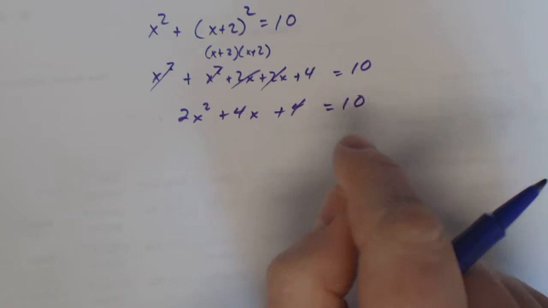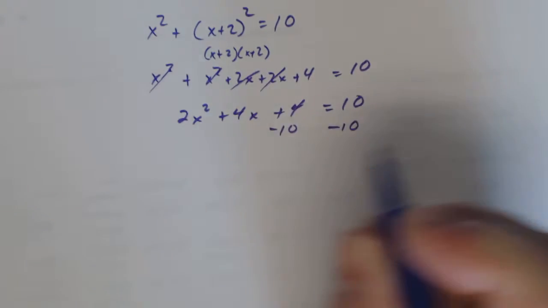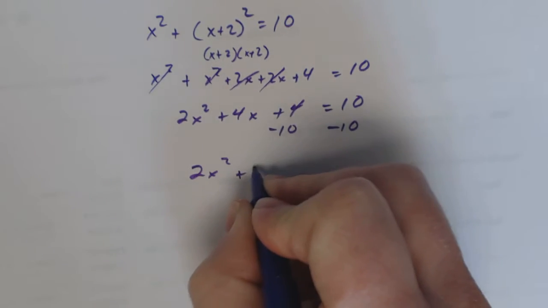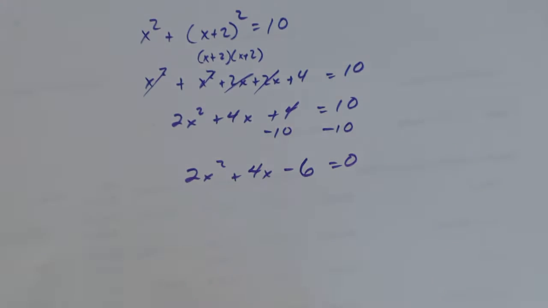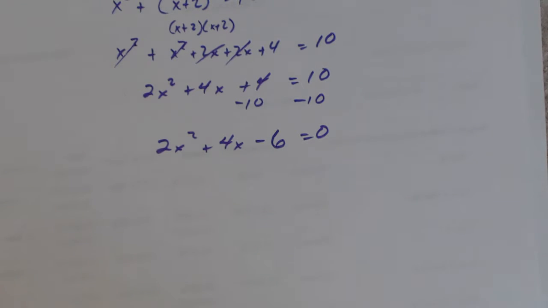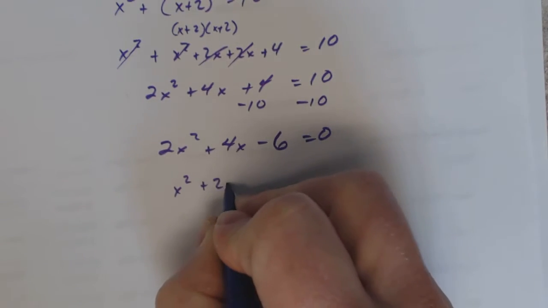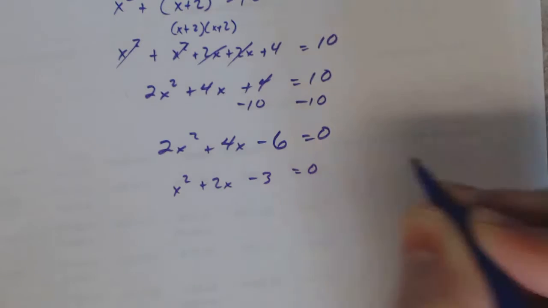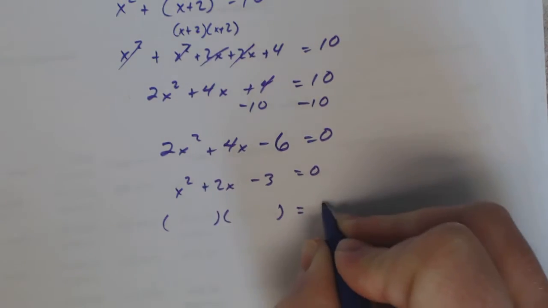So I'm going to move the 10 over. I'm going to subtract that 10 off, with 2x squared plus 4x minus 6 equals 0. Got to solve this quadratic. So if I solve this quadratic, we can divide everything by 2. If I divide everything by 2, I'll be left with that, and then simplify. See if it'll factor.